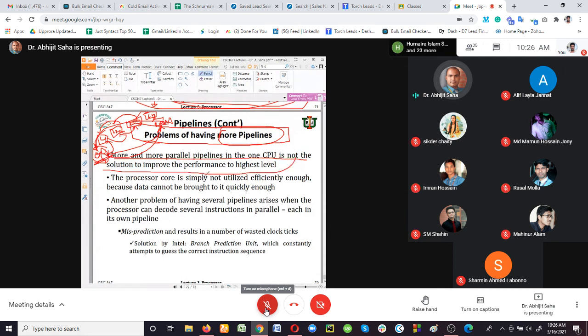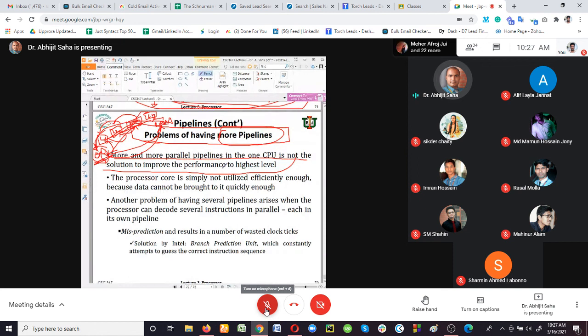So this is again interesting for the pipeline that we have seen for the caching memory. Now we are talking about the pipeline. It is not a solution for improving the performance to the highest level if you are simply having more and more pipelines. Of course, pipeline technology is an efficient technology, a good technology to deal with the instruction set that you're getting. But it's not simply that. If you're increasing the number of stages, if you're having more and more parallel pipelines, it is not simply going to help you improve the performance of your CPU.